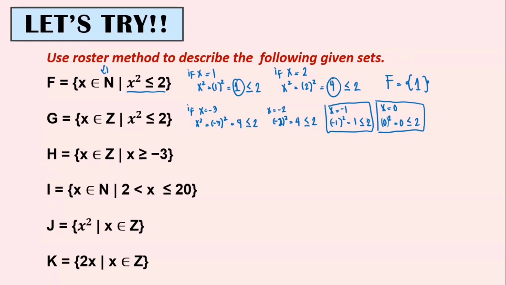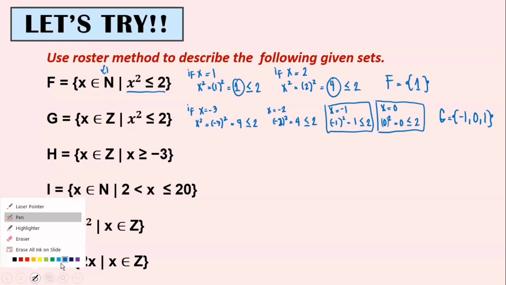Okay? How about 2? Kung in-squared mo naman ang 2, anong magiging sagot? Di ba? 4 din po. So ibig sabihin, ang set G natin ay binubuo ng G is the set of negative 1, 0, and positive 1. Okay?